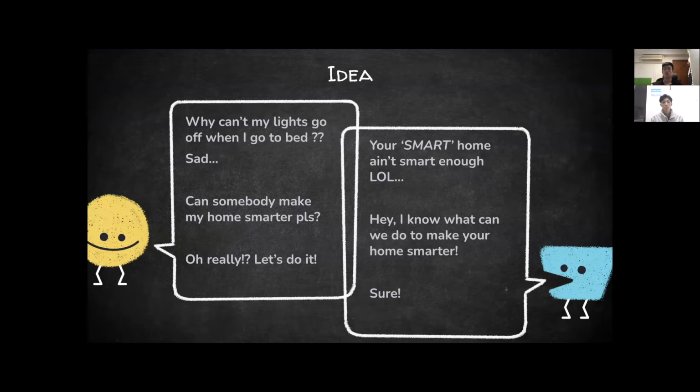Why can't my light go off when I go to bed? So sad. Your smart home is not smart enough. Can somebody make my home smart, please? Okay, I know what we can do to make your smart home smarter. All right, let's do it. Sure.